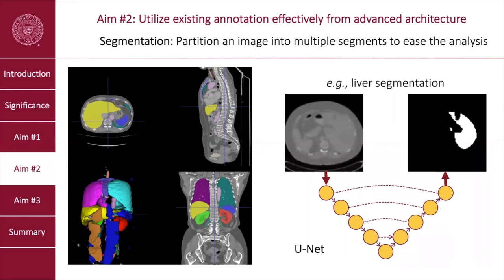So the most popular architecture for image segmentation is called UNet because it looks like a U. The input is the original medical image, and the output is the model prediction of the object that we are interested in. UNet consists of an encoder that encodes the image data into the deep latent space and a decoder to decode the latent space feature into the segmentation map.